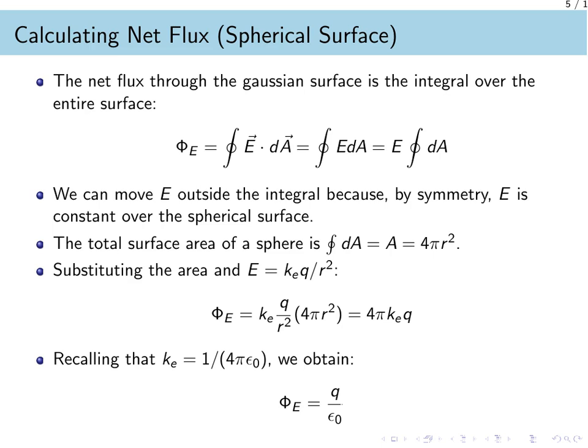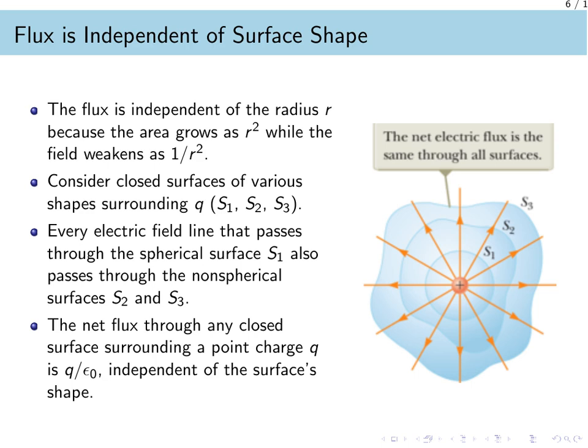We then substitute our previous expression for the electric field. The radius squared terms cancel out, leaving us with 4 times pi times the Coulomb constant times the charge Q. Recalling that the Coulomb constant equals 1 divided by the quantity 4 times pi times the vacuum permittivity, the 4 pi terms also cancel. We obtain the elegant result that the net flux equals the enclosed charge divided by the vacuum permittivity, epsilon naught. You might wonder if the size or shape of the surface matters.